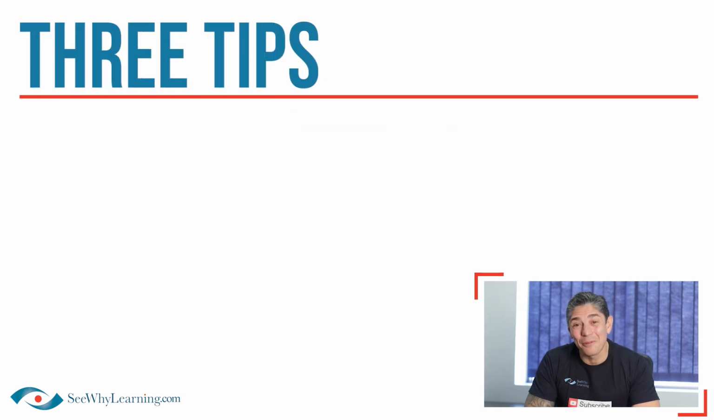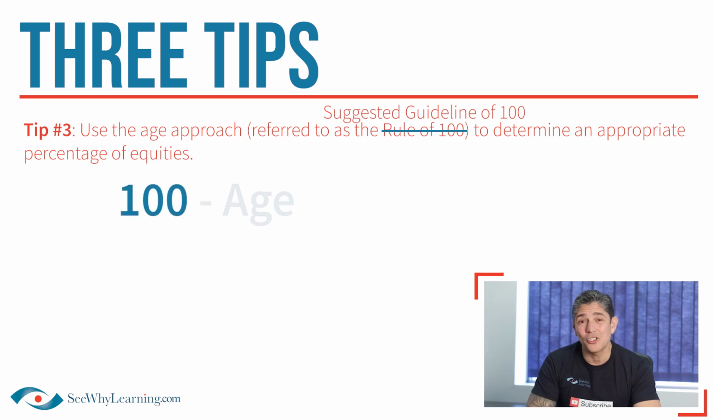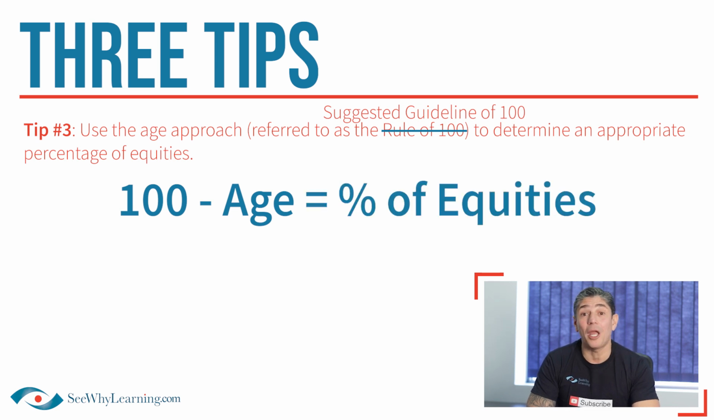I've saved the best tip for last. Tip number 3, use the age approach, often referred to as the rule of 100, to determine an appropriate percentage of equities. Now, I hate the name rule of 100. It's not really a rule at all. It's only a guideline, so I call it the suggested guideline of 100. And it works like this. Take the number 100, subtract the person's age, and that gives you a suggestion as to what percentage of equities might be appropriate. Again, assuming there were no red flags as discussed in tip number 1.